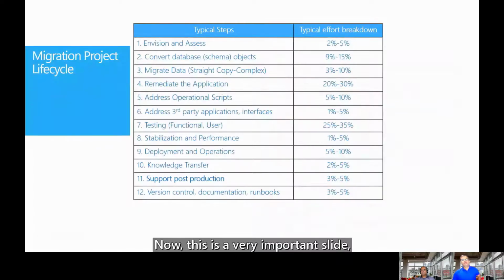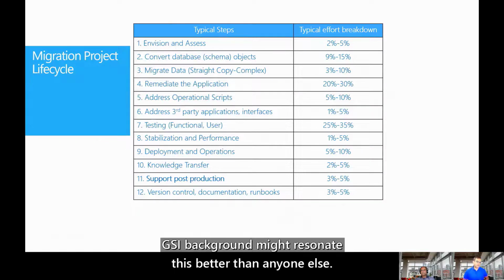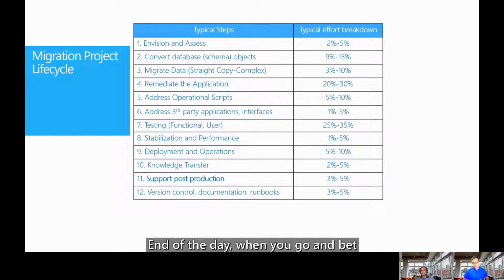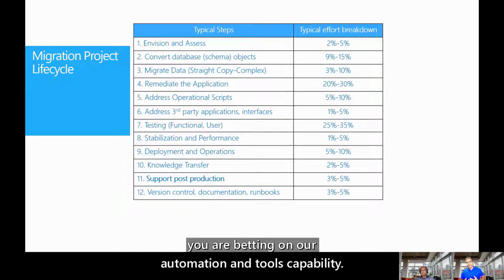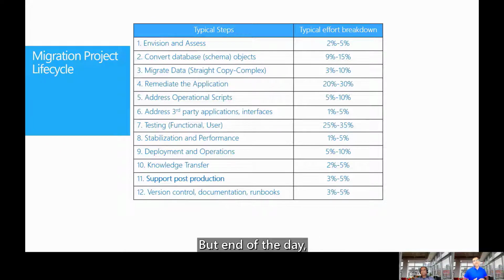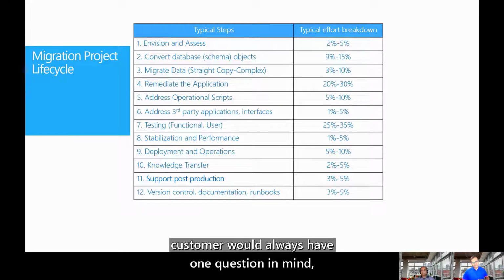Okay. Now this is a very important slide, and many of you who come from SI and GSI background might resonate with this better than anyone else, right? At the end of the day, when you bet your SI strategy to make a customer's modernization or digital transformation successful, you are betting on our product capability, you are betting on our automation and tools capability. But at the end of the day, the customer would always have one question in mind. How does this really translate into dollars and timelines, like cost and timelines?